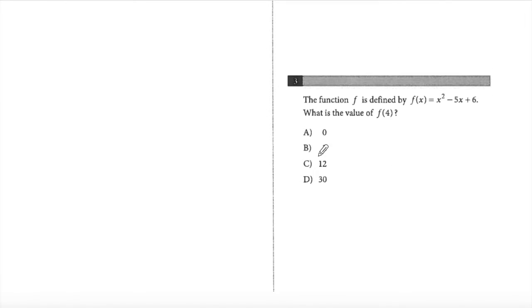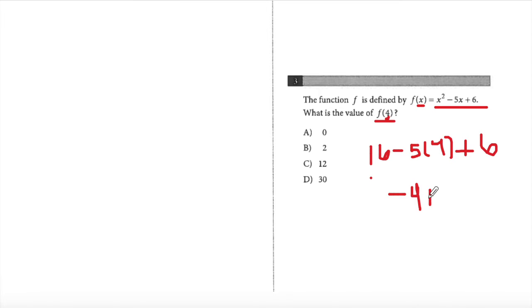Question number 3. The function f is defined as this. What is the value of f of 4? This is the easiest question because you're just plugging in 4 for x. So 4 squared is 16 minus 5 times 4 plus 6. We can go left to right in PEMDAS. 16 minus 20, because 5 times 4 is 20, is negative 4, plus 6 is 2. Because 6 minus 4 is 2, our answer is B. All right, let's keep going.